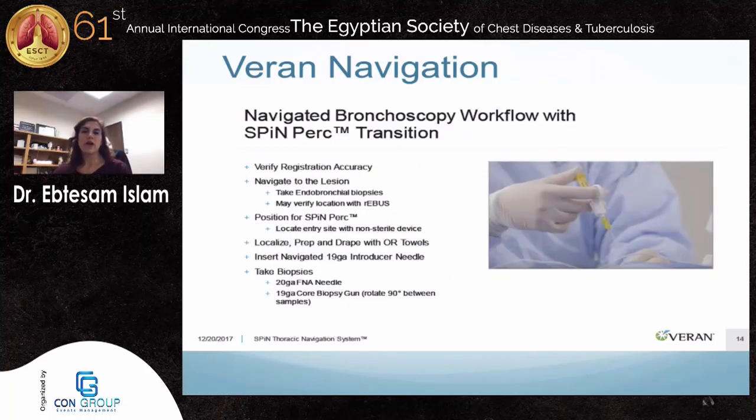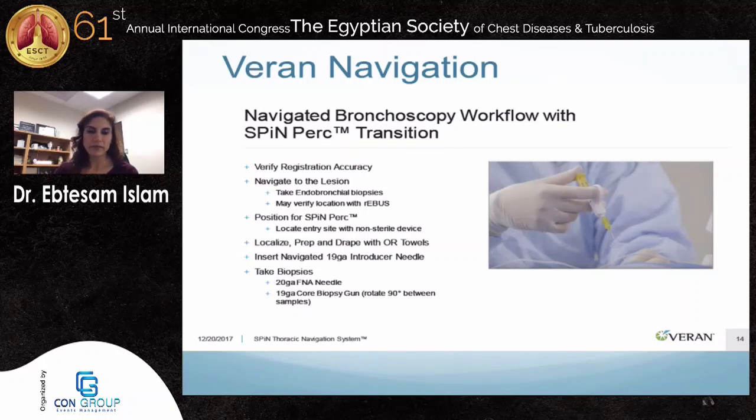The navigated bronchoscopy workflow with Spin Perc transition does verify your registration accuracy. It navigates to the lesion. You can take the endobronchial biopsies, and you can position the patient for Spin Perc. What you do is locate the entry site in a non-sterile area, and once you've located the entry point, you then localize, prep, and drape that area with OR towels. So now it has become a sterile area. And then a 19 gauge introducer needle is inserted into that area, and then you take biopsies with a 20 gauge FNA needle.